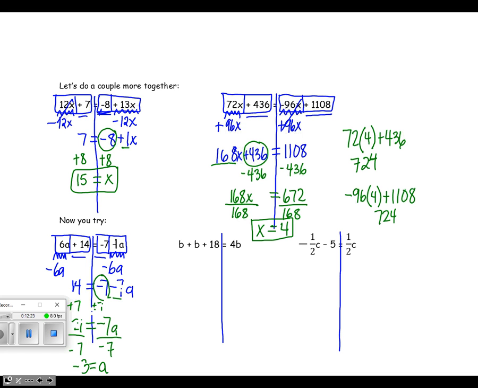6 times -3 is -18 plus 14 is -4. This side is -4. -7, let's see.